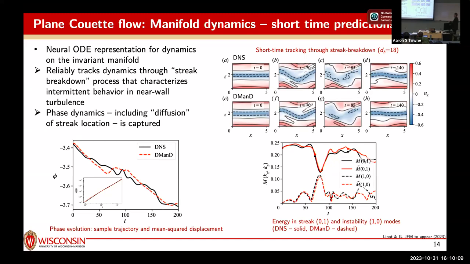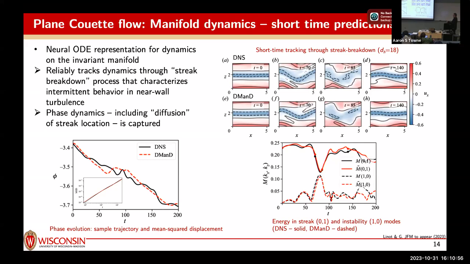And here, this is just mode amplitudes for the streak mode, the 0-1 mode, and then the three-dimensional instability mode, the 1-0 mode. So streak and instability. The low dimensional model tracks the full data very well through this very complex process that's going on in the near-wall turbulence regime. And then the other thing we've done here is we separated the phase out. This is just where the streak is located in the domain. Again, we can make predictions of how the location is evolving, and we do a reasonably good job.